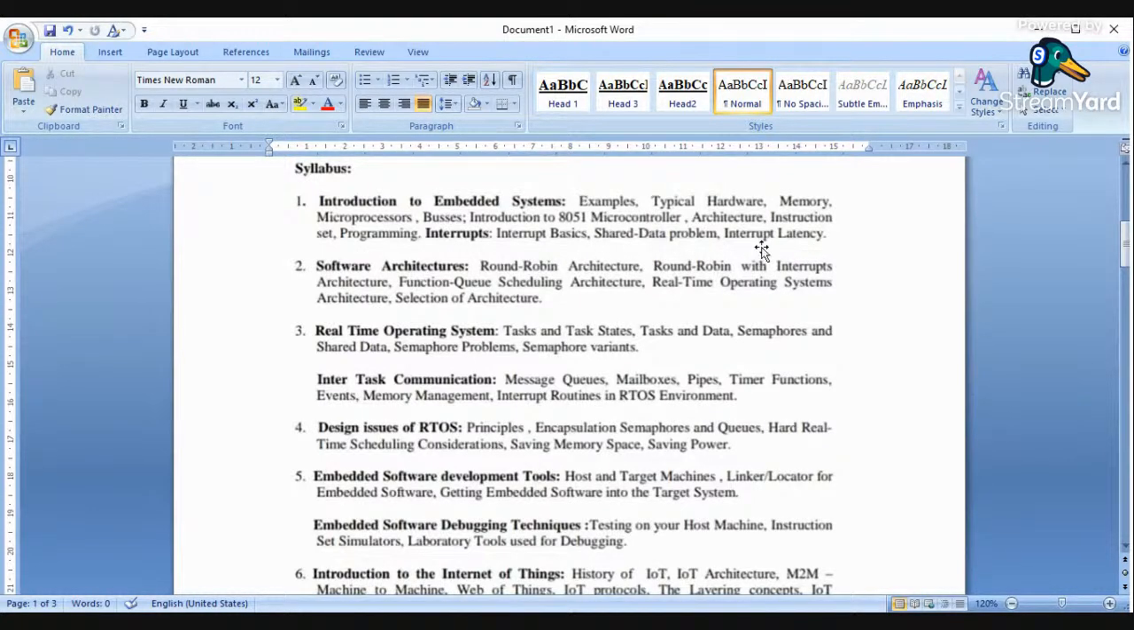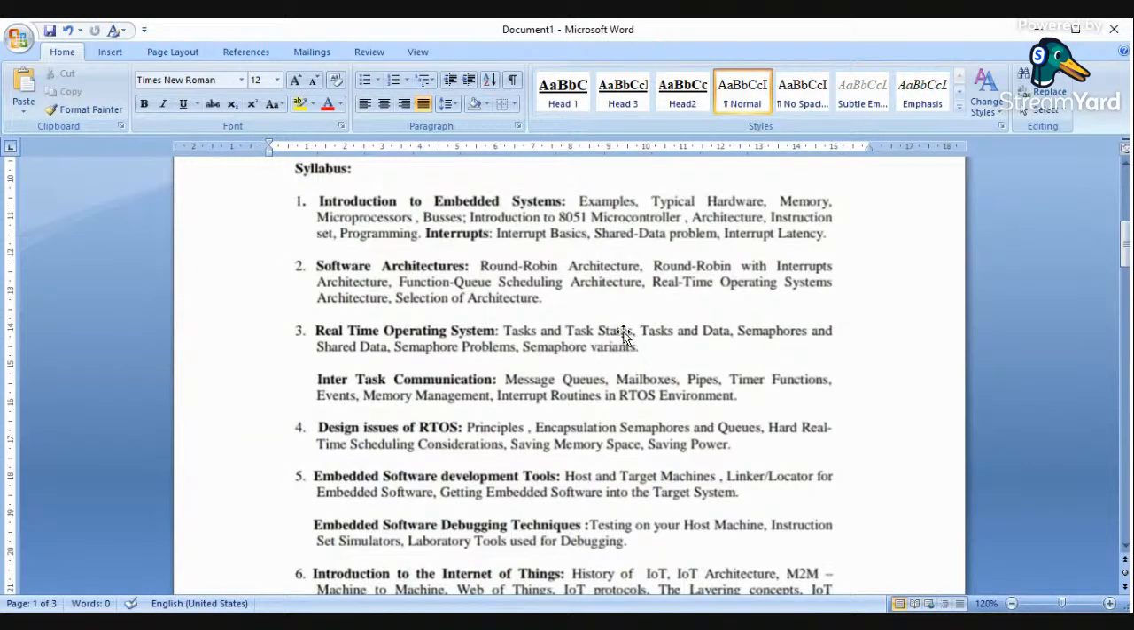The remaining topics, like interrupt latency, will be gently asked for short answers. And in the second chapter, it is regarding round robin with interrupts and the difference between these four architectures. The important thing is the real-time operating system here and how to select one. This is what I have shown you in the summary. So once you are thorough with the summary of this fourth chapter, which is the second chapter in the syllabus but the fourth chapter in your textbook, don't miss it.